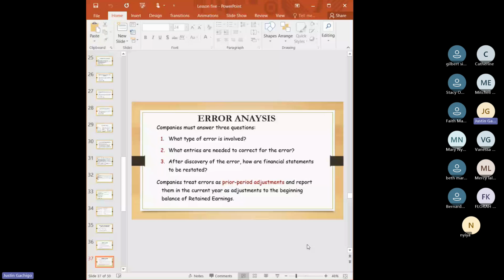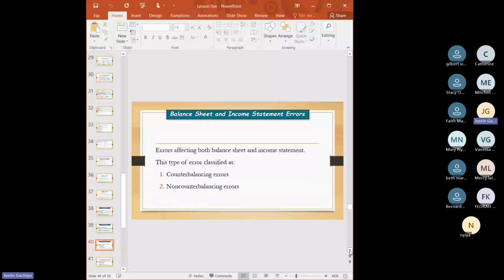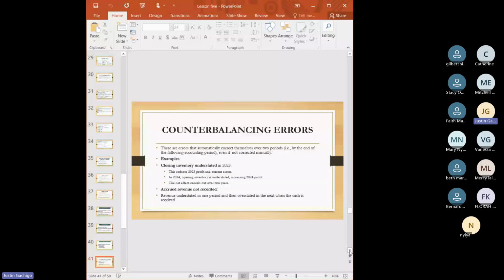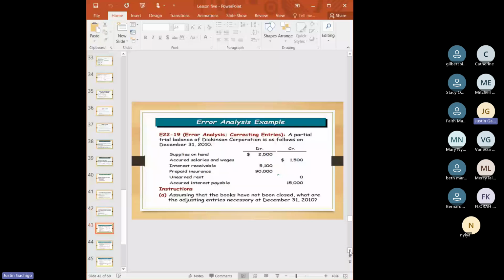So, balance sheet errors. There are two types of balance sheet errors. One is called counterbalancing error, and the other one is non-counterbalancing error. The counterbalancing error corrects itself in the subsequent period. The non-counterbalancing error does not correct itself, and it has to be corrected by someone through passing of an entry.